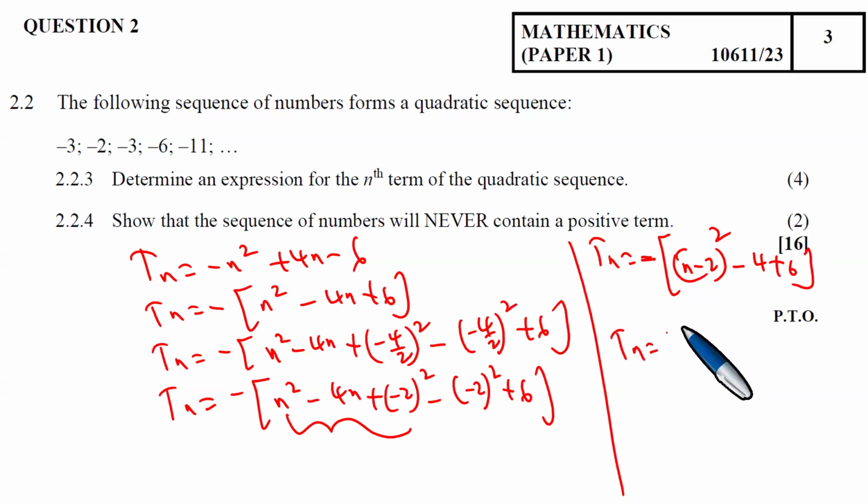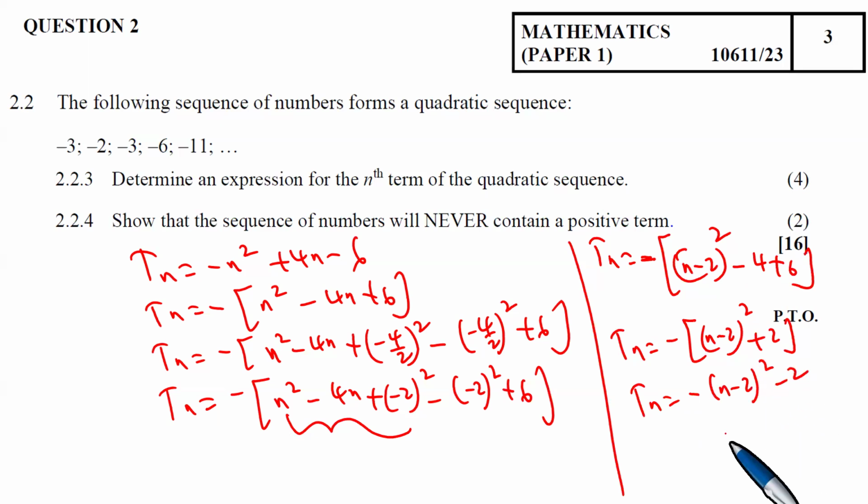Right, and then you have Tn equals n minus 2, you square this, then you have 6 minus 4, you get a 2. You distribute, and then this becomes exactly n minus 2, you square this, which becomes minus 2. But obviously, by looking at these, the Tn is n minus 2 squared minus 2.